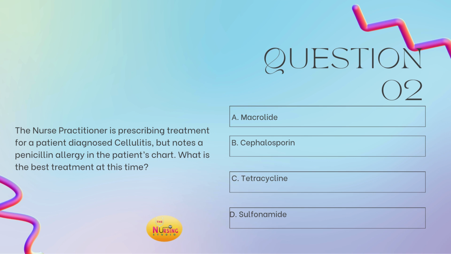But it also notes that the patient has a penicillin allergy listed in the chart. All right. So, what is your second line therapy then if there's somebody who has a penicillin allergy for cellulitis? For someone who has cellulitis and they have a penicillin allergy, the next treatment option is a macrolide. So, A is your best answer.